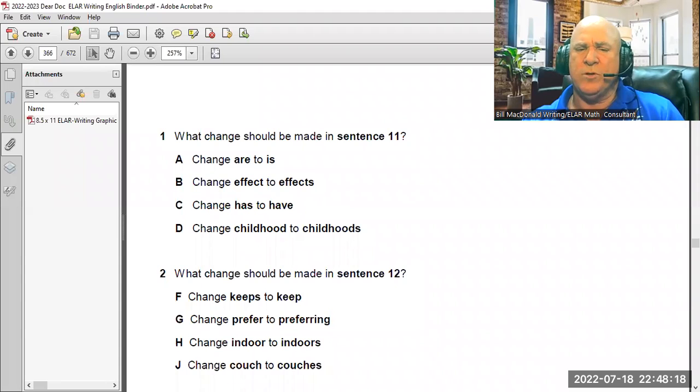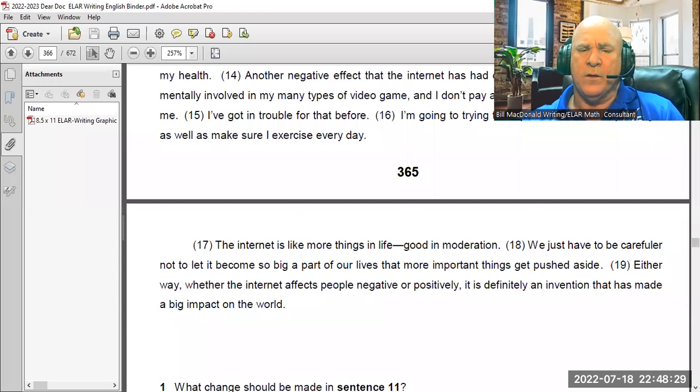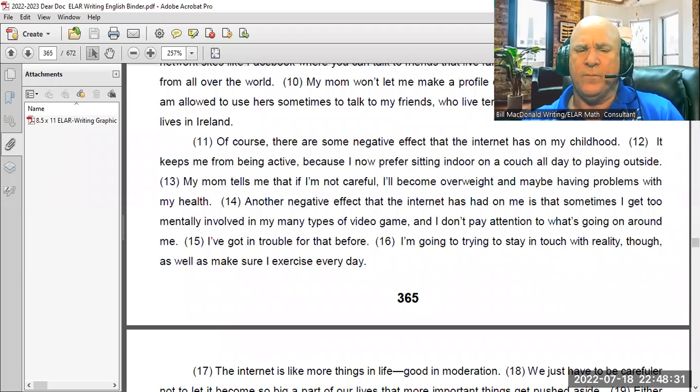Change are to is in letter A. I know there is some negative effects. Since is for singular, there is a negative effect. It says some, so I can't do that. I can't change are to is, so that would be wrong.